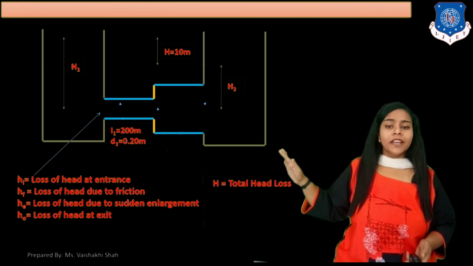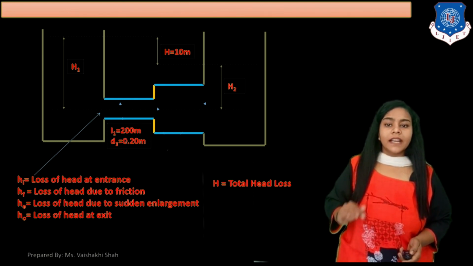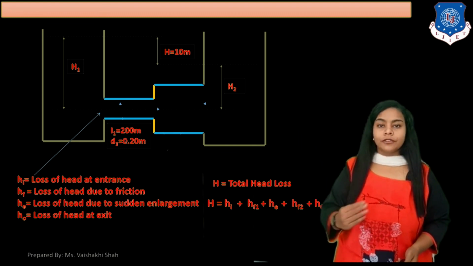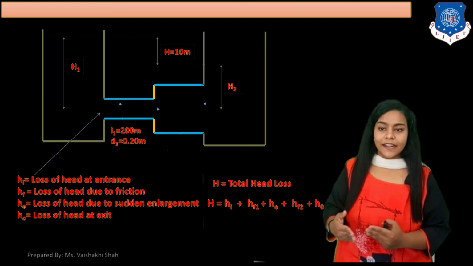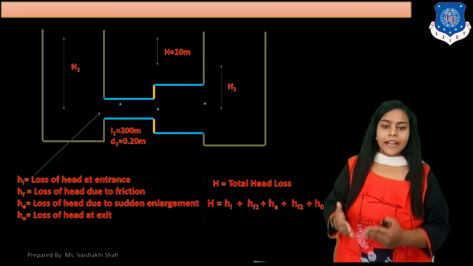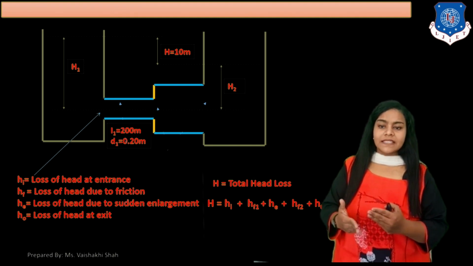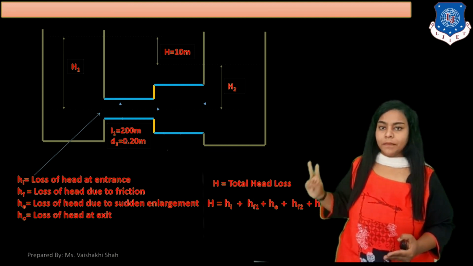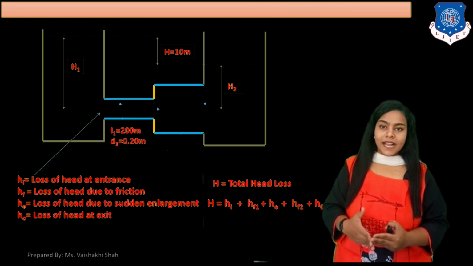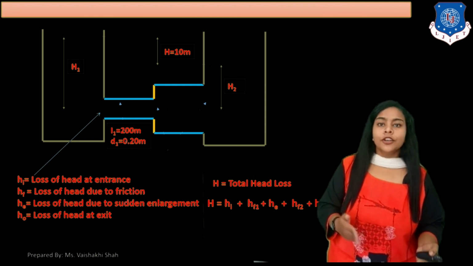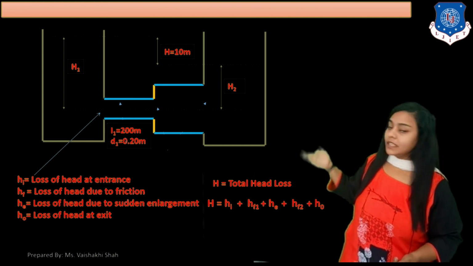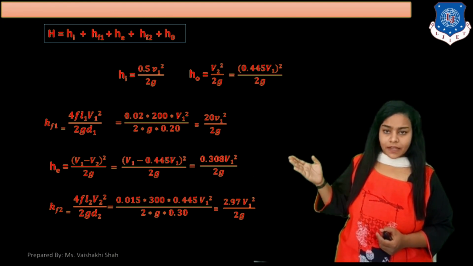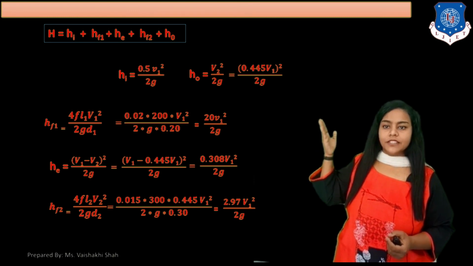If we have to find the total head loss, then total head loss H equals the summation of all these head losses. So total head loss H equals HI, head loss at entrance, plus HF1, head loss due to friction, plus HE, head loss due to sudden enlargement, plus HF2, again head loss due to friction in pipe number 2, plus HO, which is head loss at outlet or head loss at exit. So here we have to find the values of all these head losses. So first of all, total H equals HI plus HF1 plus HE plus HF2 plus HO.